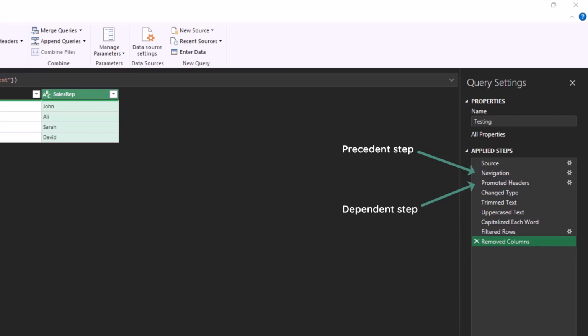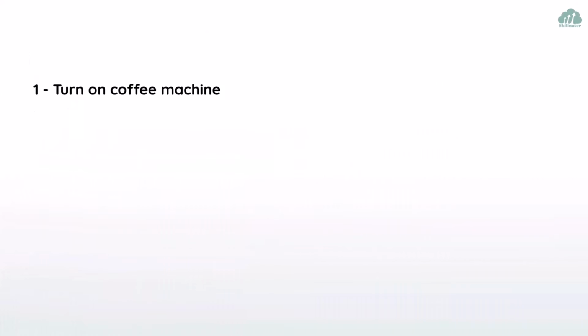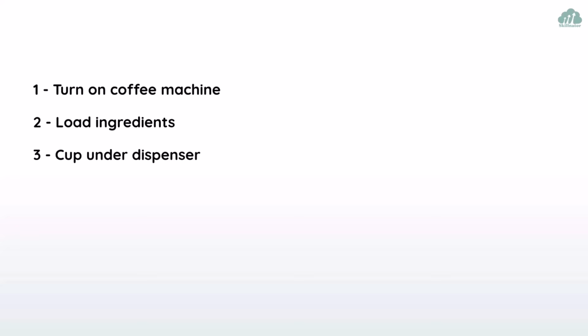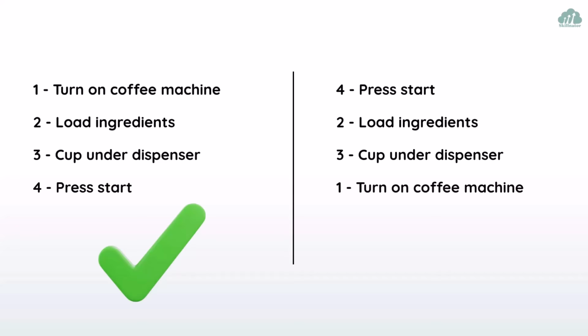If we reshuffle the sequence of these steps in a wrong way, it can break the query. Let's use the coffee example again. When making a coffee, you follow a particular sequence. You turn on the power, then you make sure that the ingredients are loaded, you place the cup below the dispenser, and then you press the brew or the start button. If you try to press the start button before turning the machine on, it won't work, because the steps must happen in the right order.